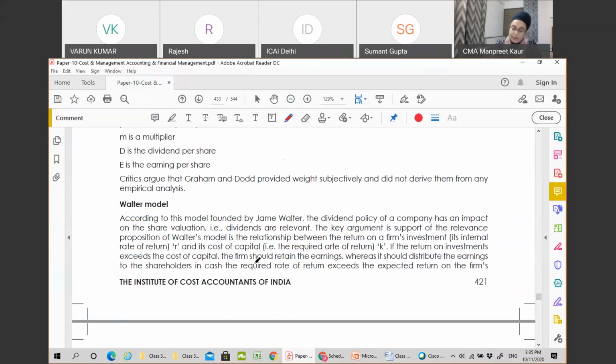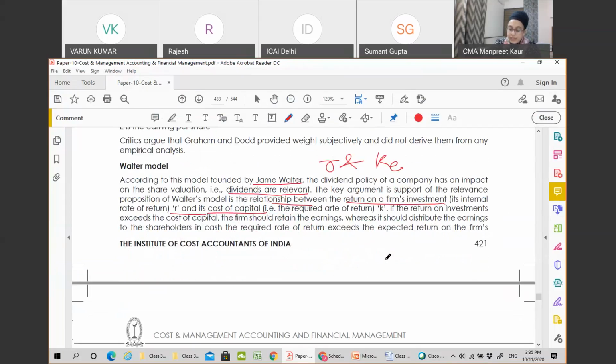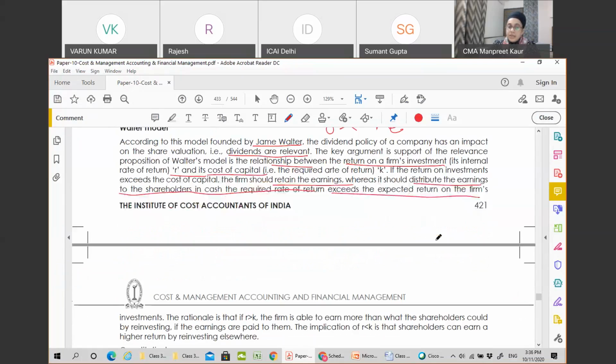Walter model is founded by James Walter. Dividend policy has an impact on the share valuation. Dividends are relevant. Walter model is the relationship between the return on firm's investment, that is R, and its cost of capital, R and KE. If the return on investment exceeds the cost of capital, then the firm should retain the earnings, whereas it should distribute the earnings to the shareholders in the form of cash if the required rate of return exceeds the expected rate of return on the firm's investment.